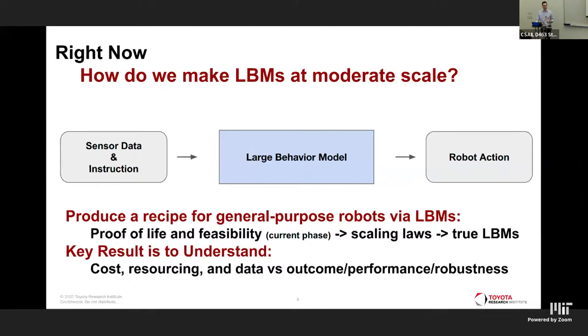And then we need to understand how they scale, not just in terms of compute, which I think is what many people think about, but also in terms of these data trade-offs. So embodied data in particular is expensive. And we don't have an internet full of it right now. We need to go gather it ourselves.